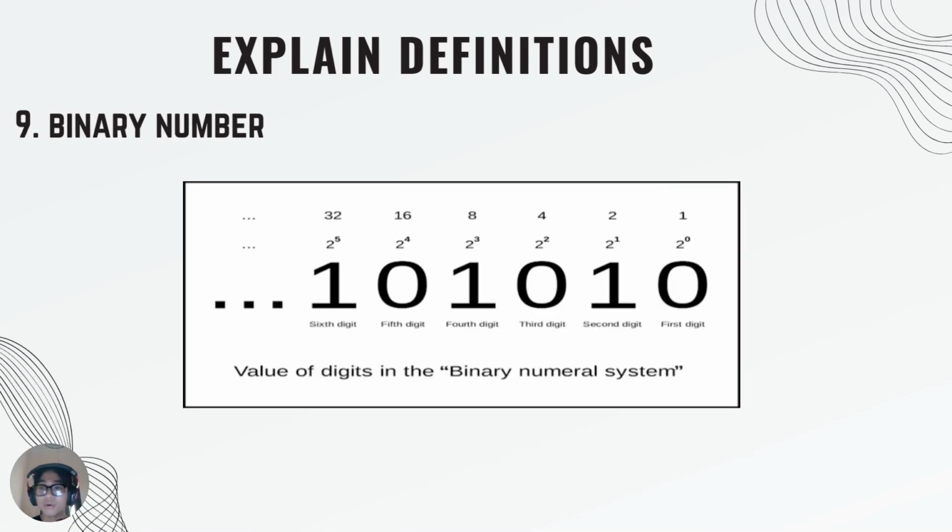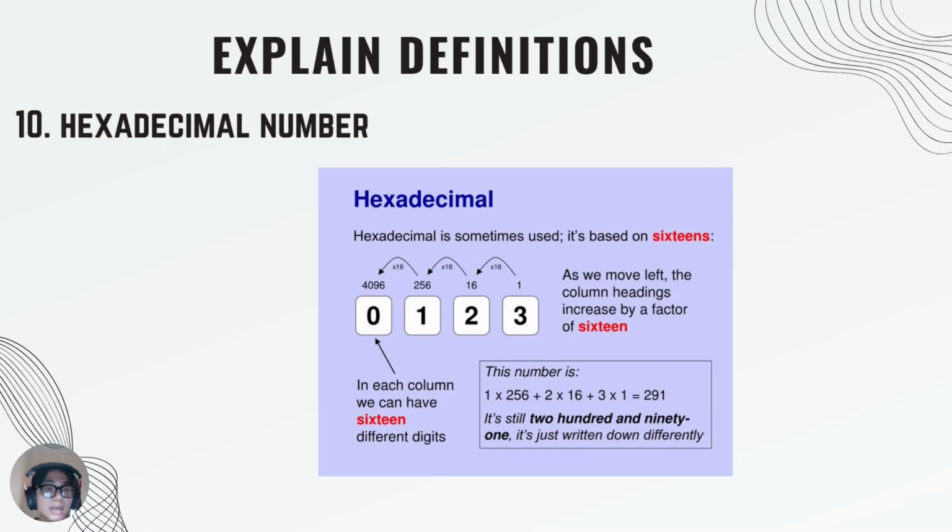The next one is binary number. Binary number is a base-two numbering system, which uses 0 and 1. The next one is hexadecimal number. Hexadecimal numbers are a base-16 numbering system, and hexadecimal, also called hex, uses characters from 0 to 9 and A to F to represent numerical values. While 0 to 9 represent values from 0 to 9, A to F represent values from 10 to 15.